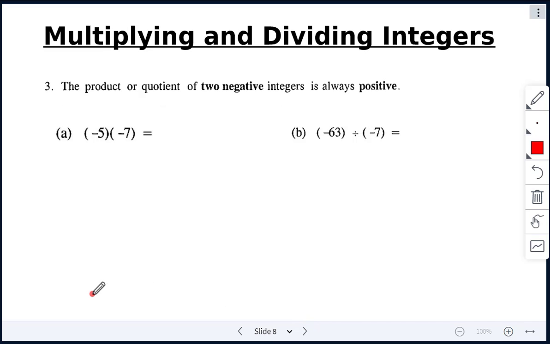Rule 3, the product or quotient of two negative integers will always become positive. So two negatives being multiplied together will become positive. So negative 5 times negative 7, that becomes positive 35. Negative divided by negative, so negative 63 divided by negative 7, that's going to become positive. It's going to be 9.